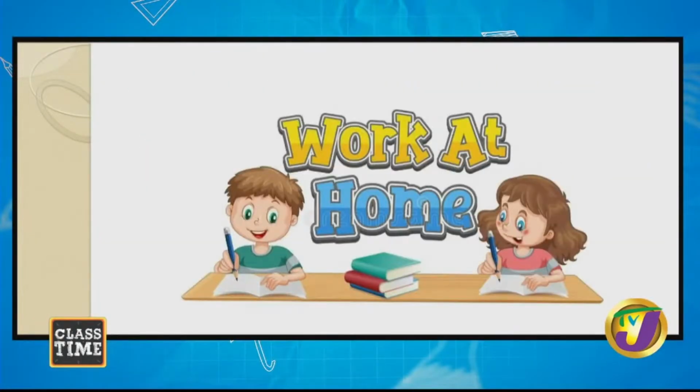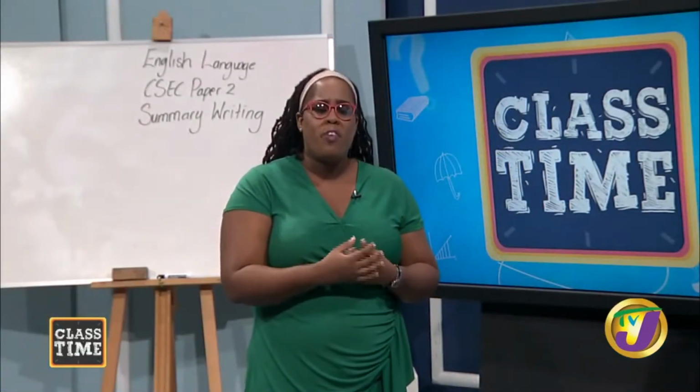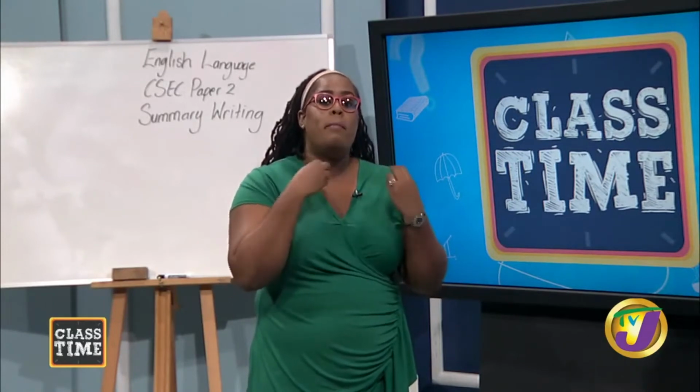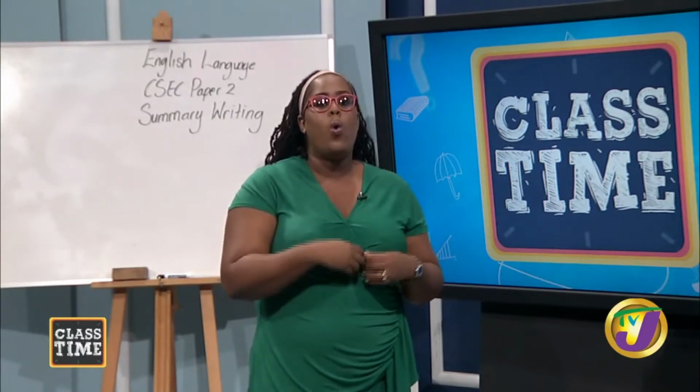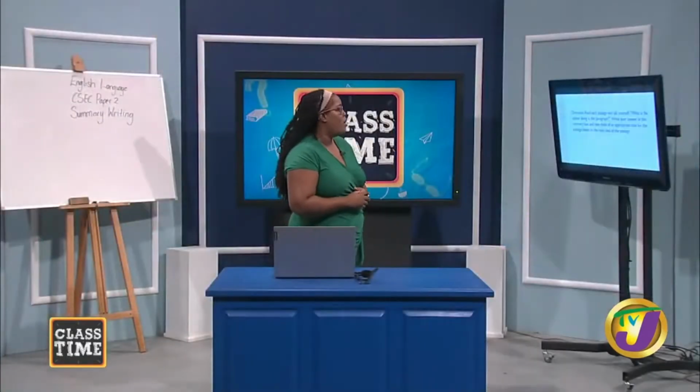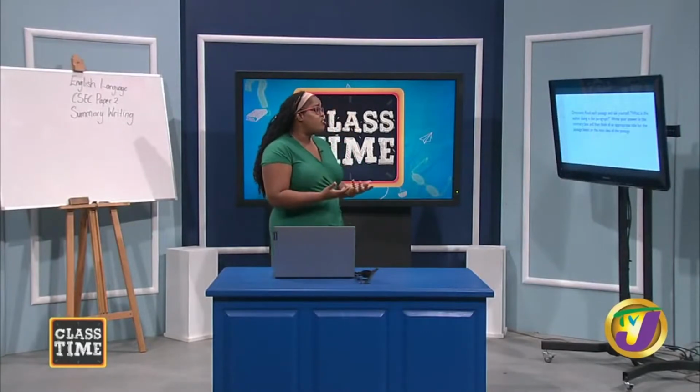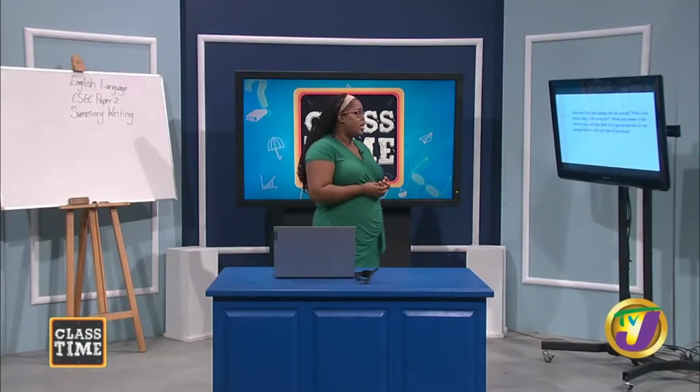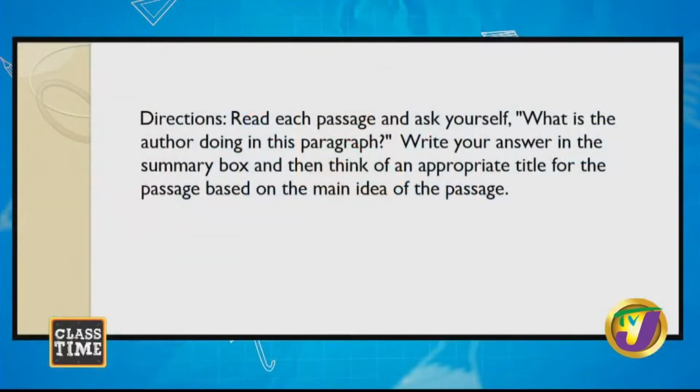All right. Now, in the last session, we started to look at identifying the main ideas. So let us go over that, right? Because we want to cement it in your minds, how we go about trying to find the main idea in texts. All right. So here it says the instructions, and remember, read your instructions carefully. Read each passage and ask yourself, what is the author doing in this paragraph? Write your answer in the summary box and then think of an appropriate title for the passage based on the main idea of the passage.